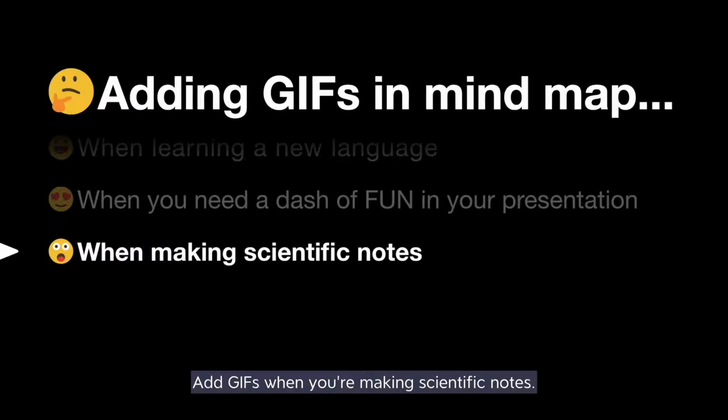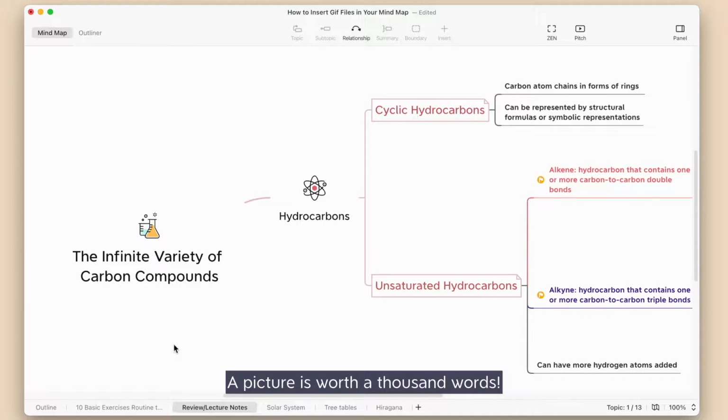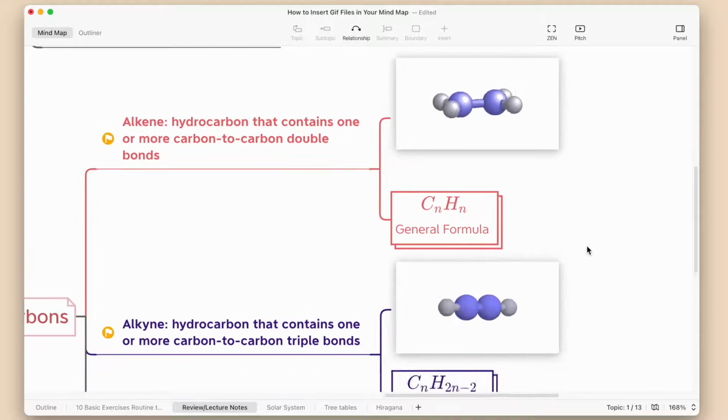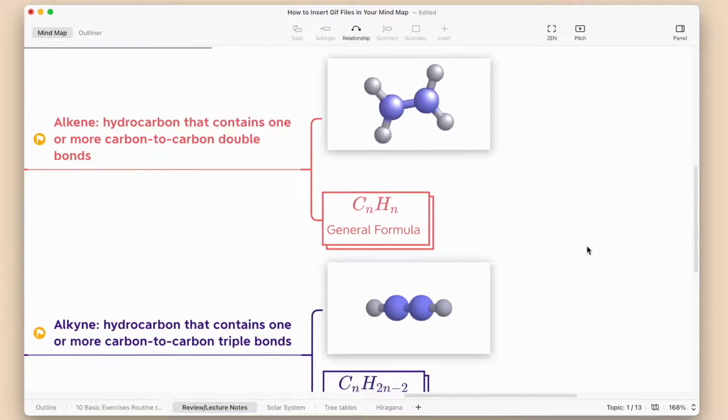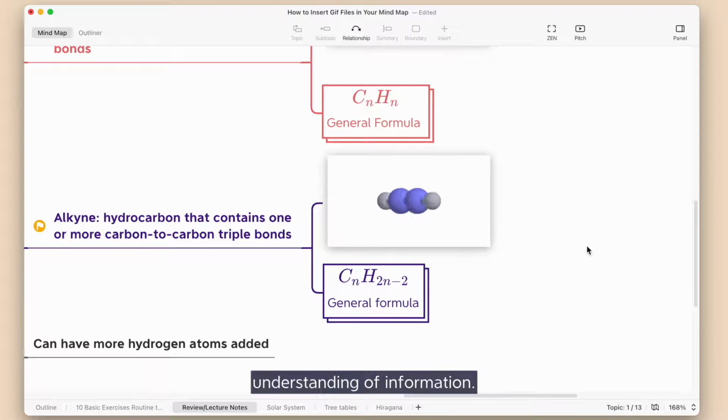Add GIFs when you're making scientific notes. A picture is worth 1,000 words. Use GIF to help you understand lecture materials. After learning about how things work, seeing how it works enhances and provides an in-depth understanding of information.